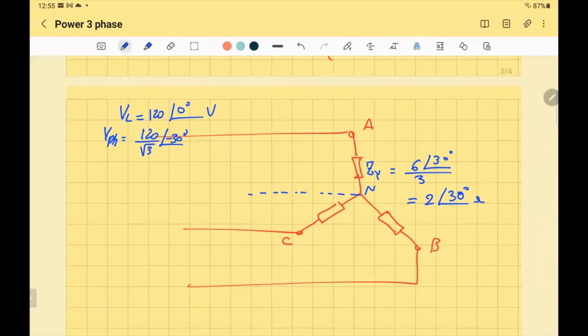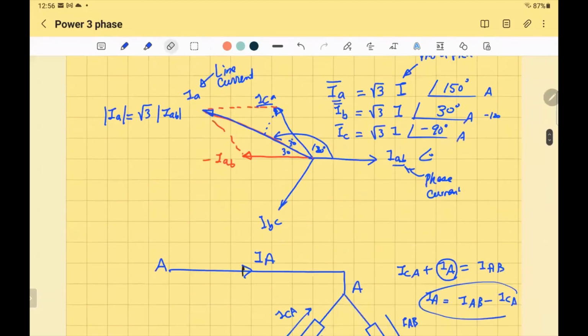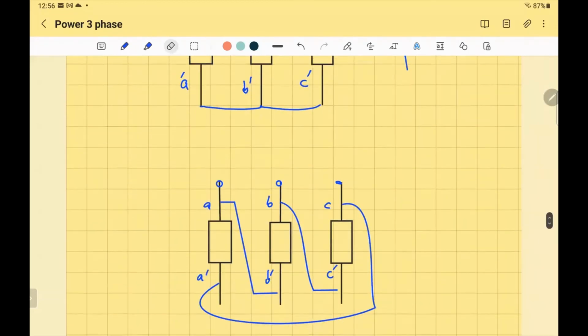And then you solve and find the current. It's easy, of course, now to find the current, but you are finding the current in this phase, right? It will be the same. So IA is the voltage of the phase, that's the phase AN, divided by ZY, that's 120 over root 3. I think we found the value. I don't remember. 69. Okay, good memory.